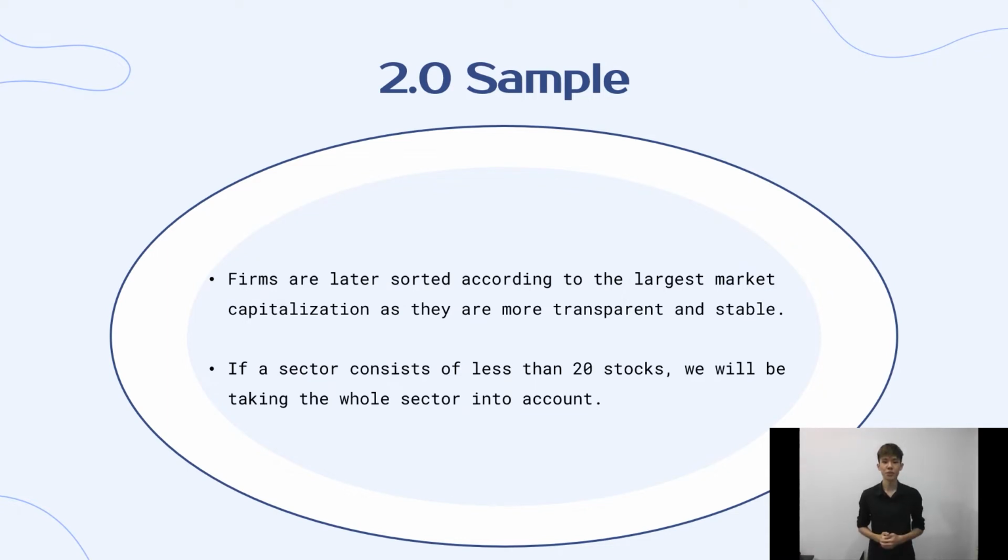After selecting potentially growing sectors, firms are filtered according to the largest market capitalization. Companies having the largest market cap are preferred as they are more reputable and transparent on business information. If a sector contains less than 20 stocks, we will be including the whole sector. I will now pass the time to Yihang to talk about our method of constructing the portfolio.